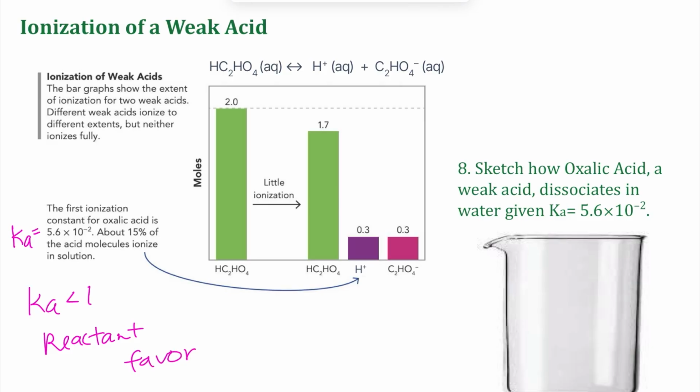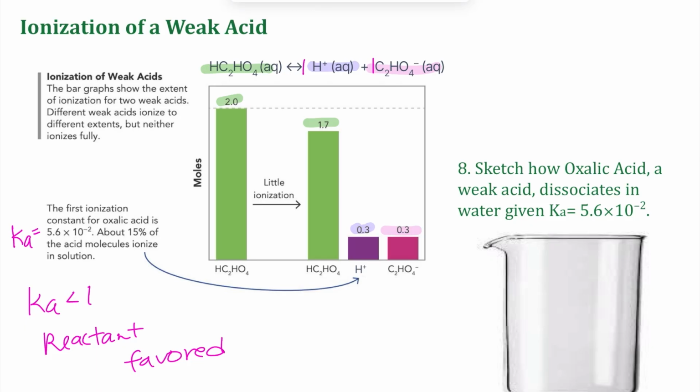And so as we look at this, we have that aqueous compound, that oxalic acid, reversible reaction. We are going to have very little ionization. Most of this is staying as that compound. So if we had 2 moles at the start, 1.7 is going to stay in that compound. And then we have very little that is hydrogen, and very little that is that C2HO4 minus ion. But notice that we still do have 1 mole of H plus, 1 mole of C2HO4 minus.